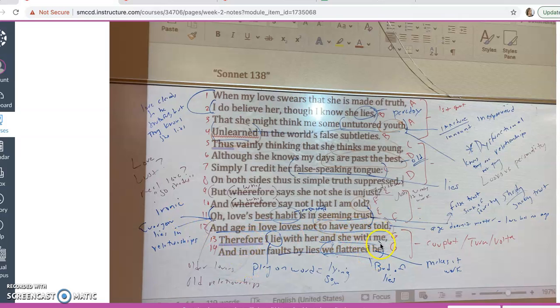And now we get to the rhyming couplet. "Therefore, I lie with her and she with me, and in our faults by lies we flattered be." Now, this word "lie" is really interesting. It could be a play on words.